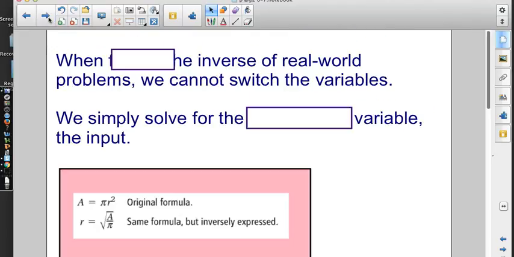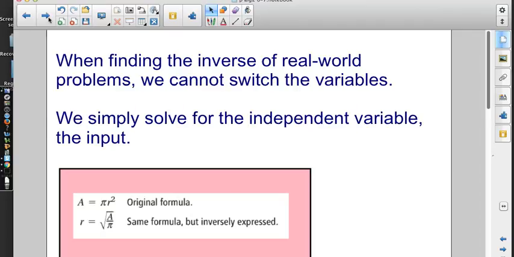When finding the inverse of real-world problems, you can't switch the variables. The variables mean something. If you have the formula for area of a triangle, area equals 1/2 base times height, you can't magically say, oh, the base is suddenly going to be the height. It doesn't work that way. So when we're doing real-world problems, anytime there's words involved, we can't switch the two variables. But what we can do is solve for the one that's not solved for. So we simply solve for the independent variable, which is the input.